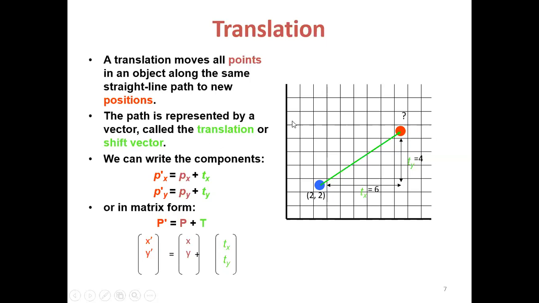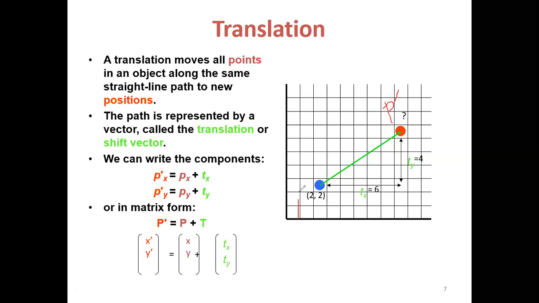It is called the translation or shift vector. You see the green line here: initially the point was here, and now the point is here. We can write P prime X. P prime is the new location of this. So we can say this is the P prime.